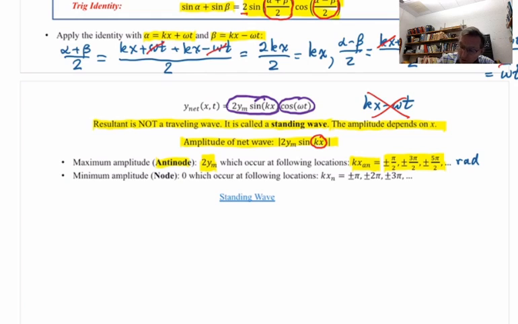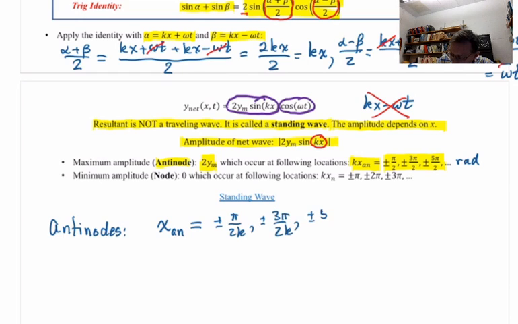Note, what we could do then is tell you the actual x values where the antinodes will be. X antinode: just divide both sides of that formula I just highlighted by k. Plus or minus pi over 2k, plus or minus 3 pi over 2k, plus or minus 5 pi over 2k, and so on. In meters, these are x values where the antinodes are.